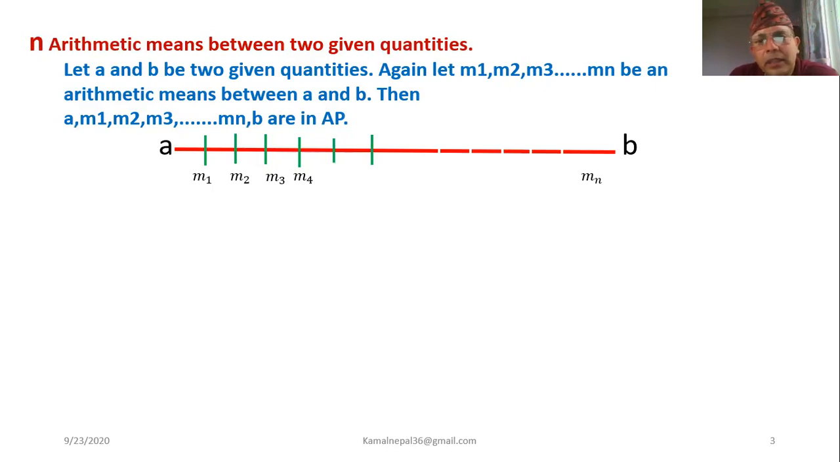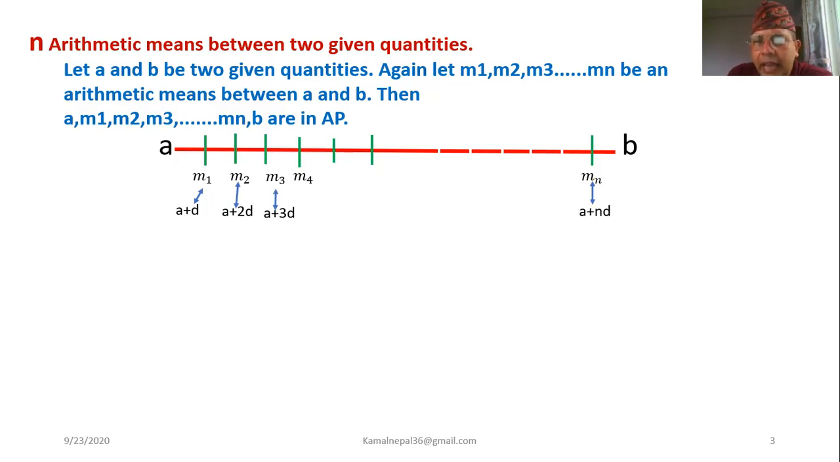So from this information, you have n means. The first term is A, then the second term is M1 here in your figure. You know the second term is A plus D. So M1 is A plus D. Then M2 is A plus D plus D, A plus 2D. Then M3 is A plus 2D plus D, it is A plus 3D. Similarly, and so on, Mn is A plus nD.